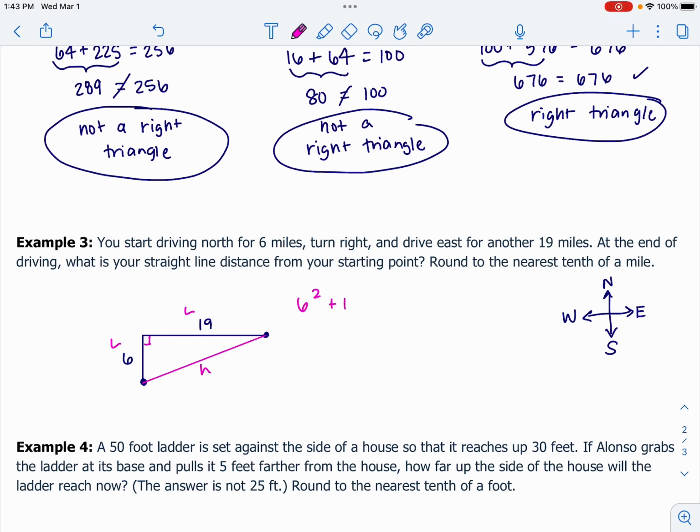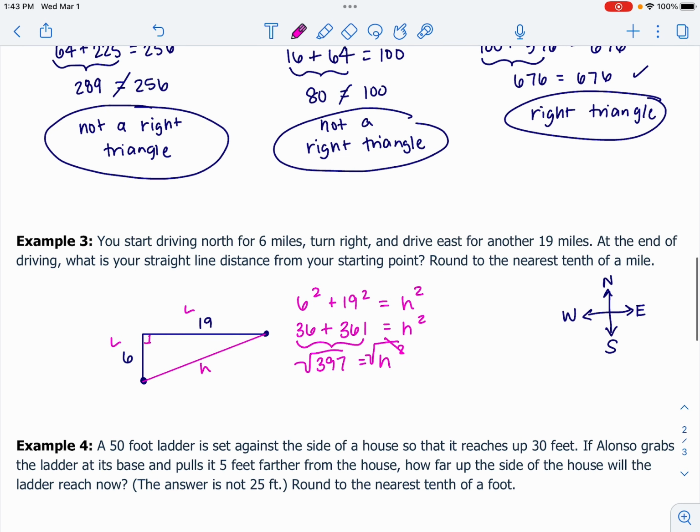Okay, 6 squared plus 19 squared equals x squared, or if you want to use h for hypotenuse squared, you can. 6 squared is 36. 19 squared is 361. I'm going to add those together. 397 equals h squared, hypotenuse squared, and square root both sides. If I square root 397, I get 19.92. It tells me round to the nearest tenth again, so about 19.9 miles.